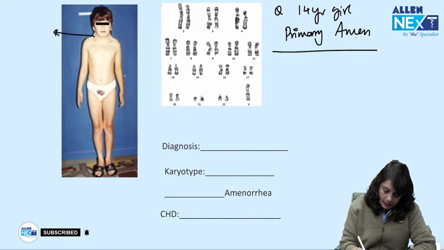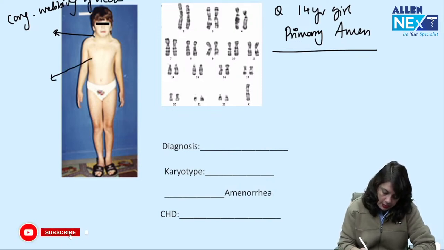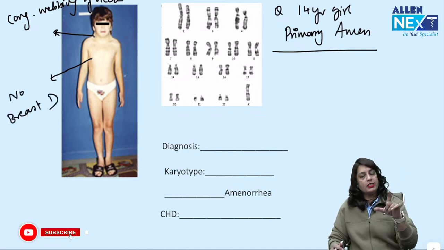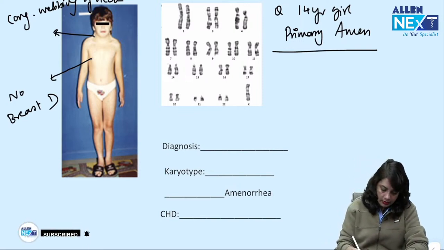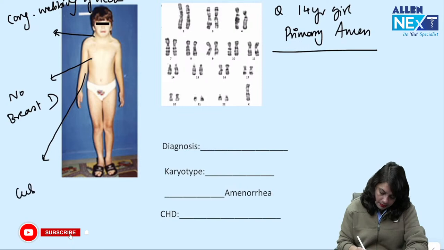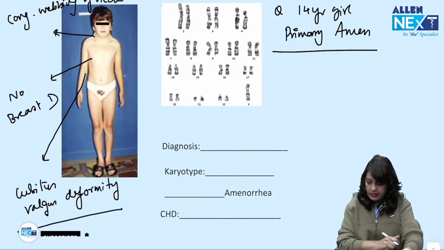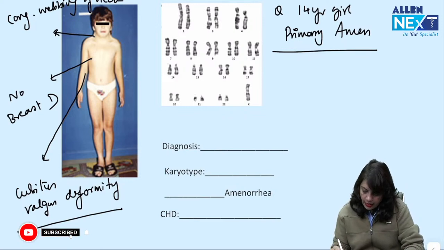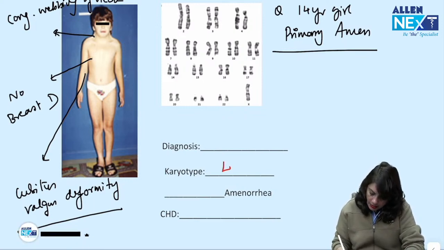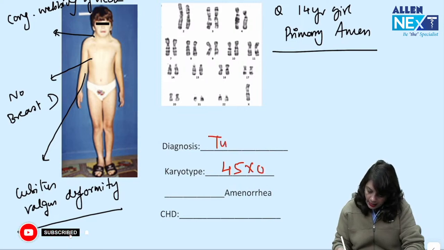You can see there is congenital webbing of neck. You don't see any breast development. There is no breast development. Short stature you cannot judge from the image, so please do not comment. Then there is cubitus valgus deformity. So what is this? And what is this karyotype showing? One X is absent. So the karyotype is 45XO, and the diagnosis is Turner syndrome.